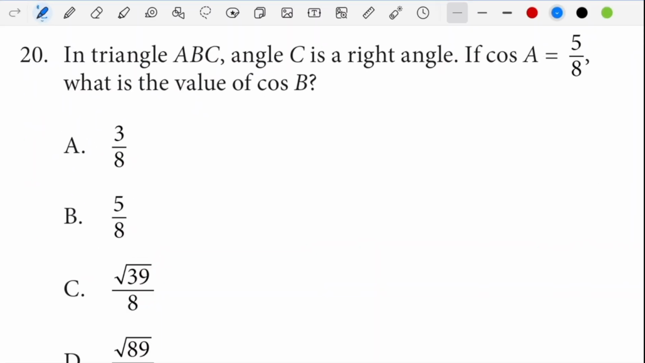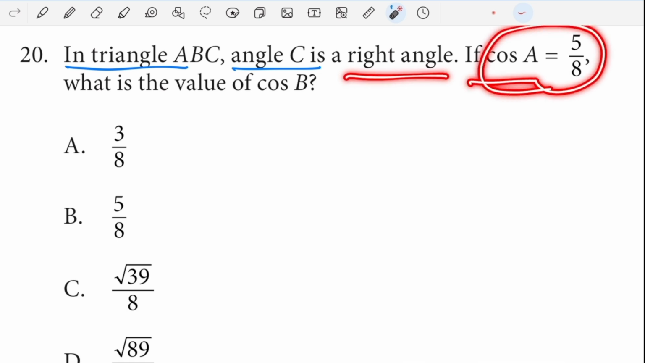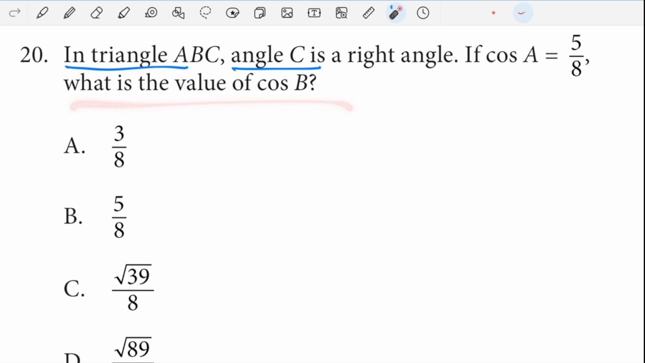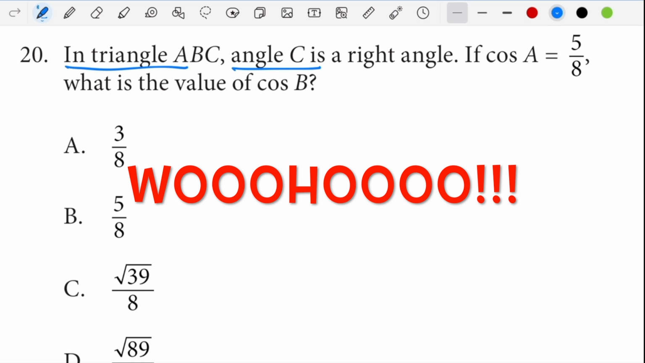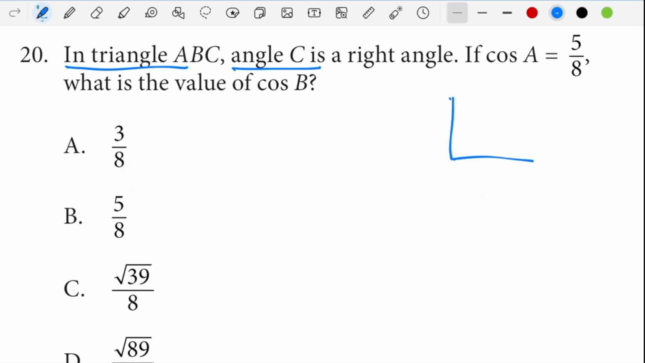20. In triangle ABC, angle C is a right angle. Cosine of A is 5/8. What is the value of cosine of B? Well, guys, we're doing trig. There we go. So, right triangle. They're saying angle C is the right angle. Cosine of A, let's call this A and let's call this B. I'm assuming A and B, right? They're saying that cosine of A is 5/8.